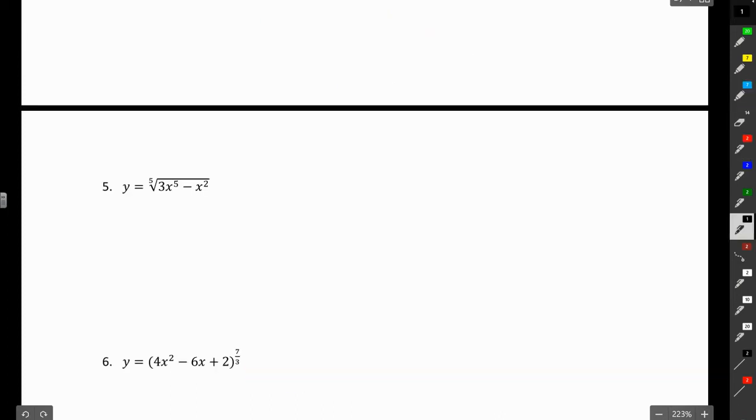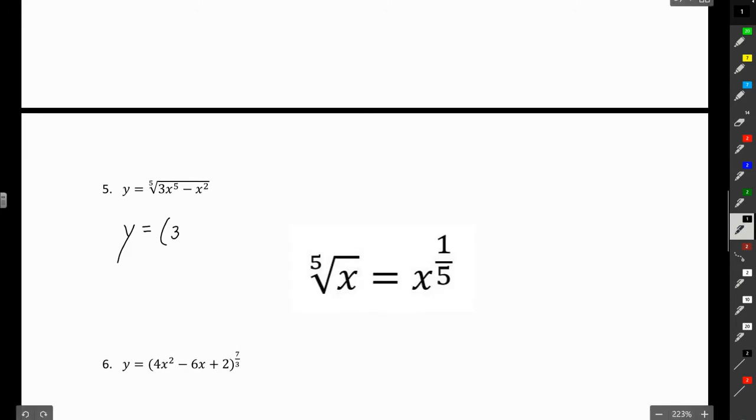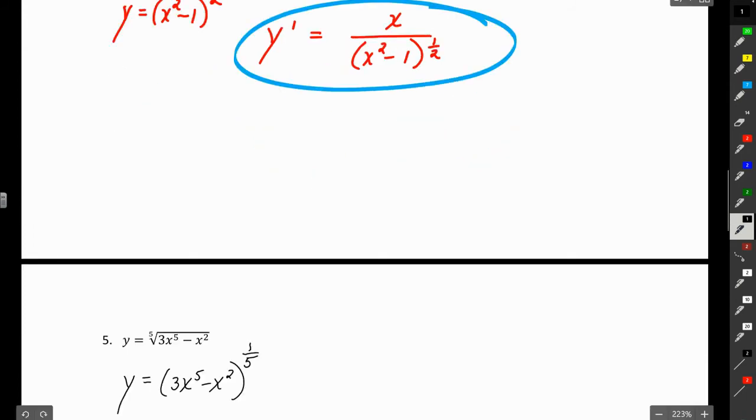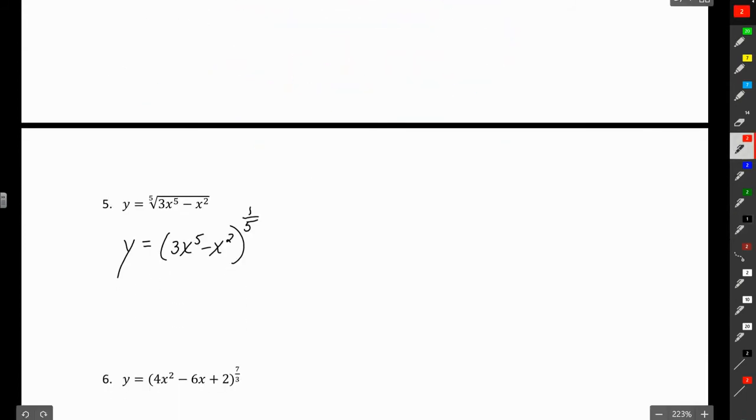All right, for number 5, in order to use the chain rule, to make it easy for myself, I want to rewrite my radical form in exponential form. So I'm going to have 3x to the 5th minus x squared raised to the 1/5 power. If my index is 5, I can write that to the 1/5 power. Just like in number 4, my index was 2, it was a square root, then I would write that to the 1/2 power. Now we can take the derivative.